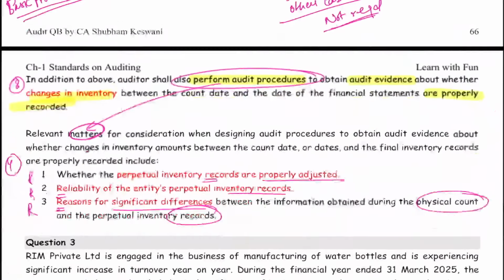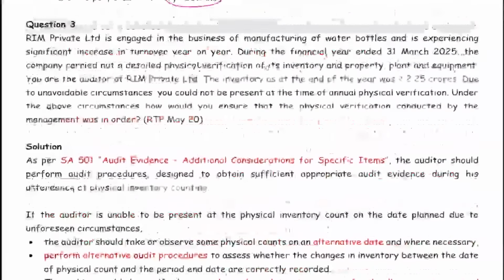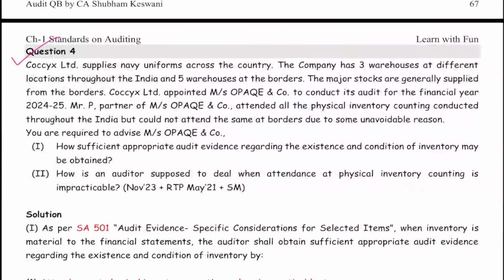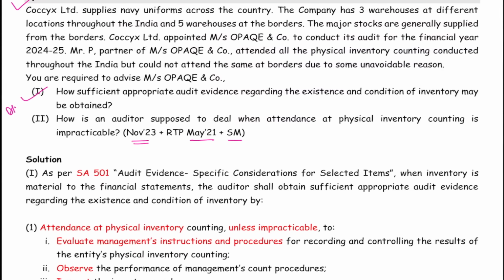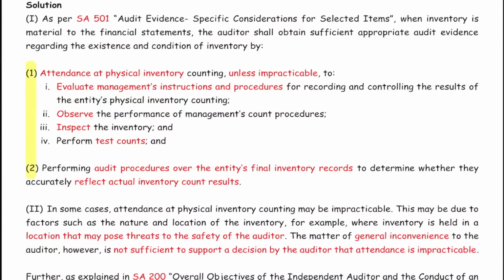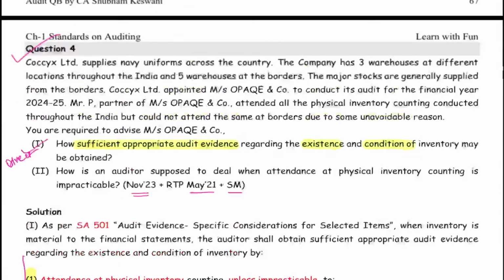So if you come to your question bank, question number 3, you can skip. We have already covered this part. Question 4, study material, RTP May 21, November 23 May exam. First question is a direct question which says, how do you get sufficient and appropriate evidence about existence and condition? So the basic procedure that we covered in the beginning of this revision, this is the basic procedure you need to write here. Second part of the question says, how will you deal if the attendance at inventory count is impracticable? So in case of impracticability, whatever theory ICAI has written, we have just covered it.